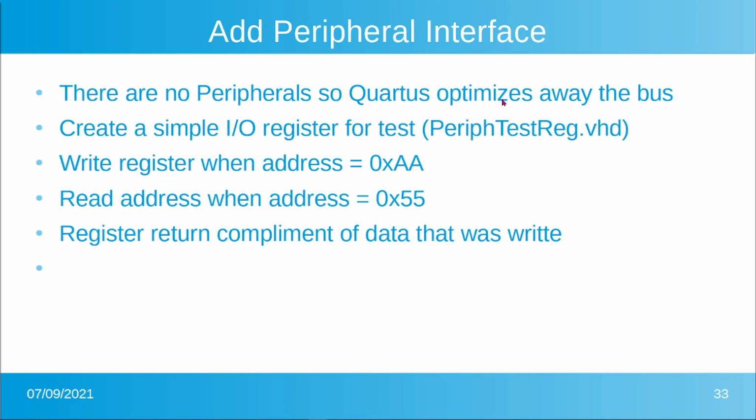So Quartus will unfortunately optimize away the bus because there is no peripheral to write to. So we really can't look at the signals, but let's solve that problem by creating a simple I/O register. Make a register that when you write to it at address AA, it writes into a register, and when you read address 55, it reads back the complement of that data. So we can look concretely and see that not only are we writing something, but it's coming back as the complement, the logical complement of what we wrote.